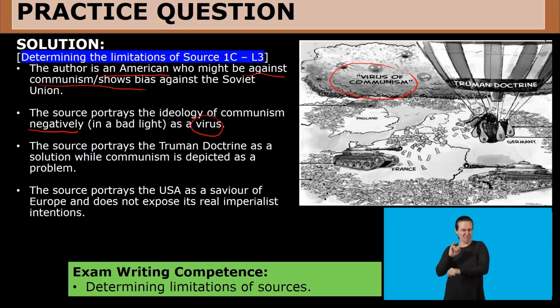It's already there in the source. I circled it in the cartoon. It shows communism as a virus. Another possible response is the source portrays the Truman Doctrine as a solution. Solution is very important, while communism is depicted as a problem. So that is a limitation, and also that shows bias. The source portrays the United States as a savior. I'm going to highlight savior of Europe, and does not expose its real imperialist intentions.